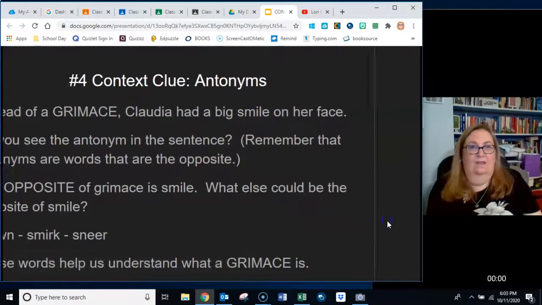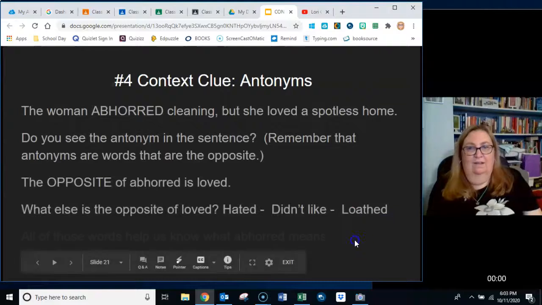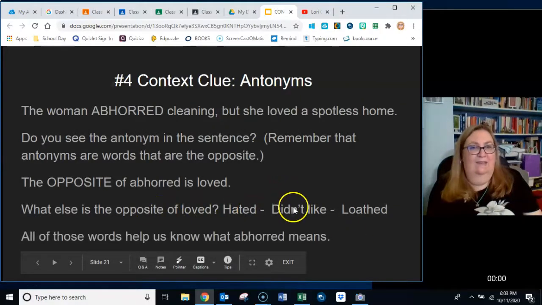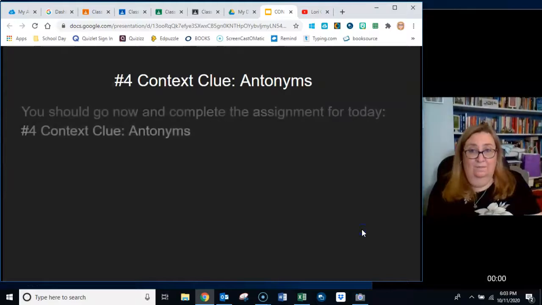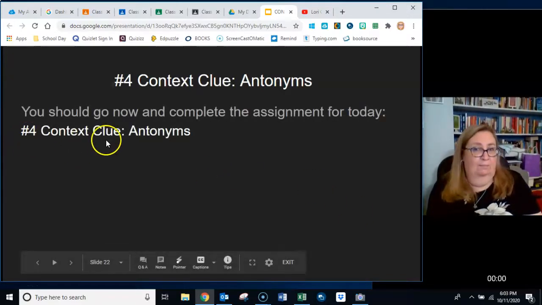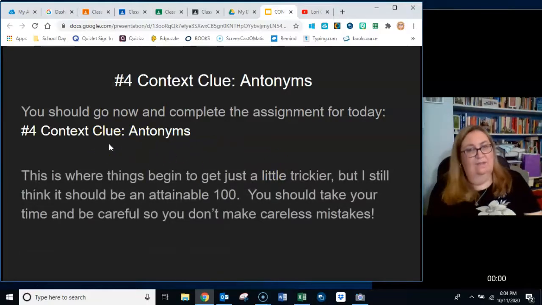Okay? I don't think I was super clear about that the first time, so I wanted to make sure that we got there. Okay? All of these words, hated, didn't like, loathed, all of those words help us to understand what abhorred means. Okay? So now it's time to practice this on our own. We're going to go and complete the assignment called number 4, context clues, antonyms. And again, this is where things begin to get just a little bit trickier. I still think it should be an attainable 100. You should take your time and be careful so that you don't make careless mistakes.